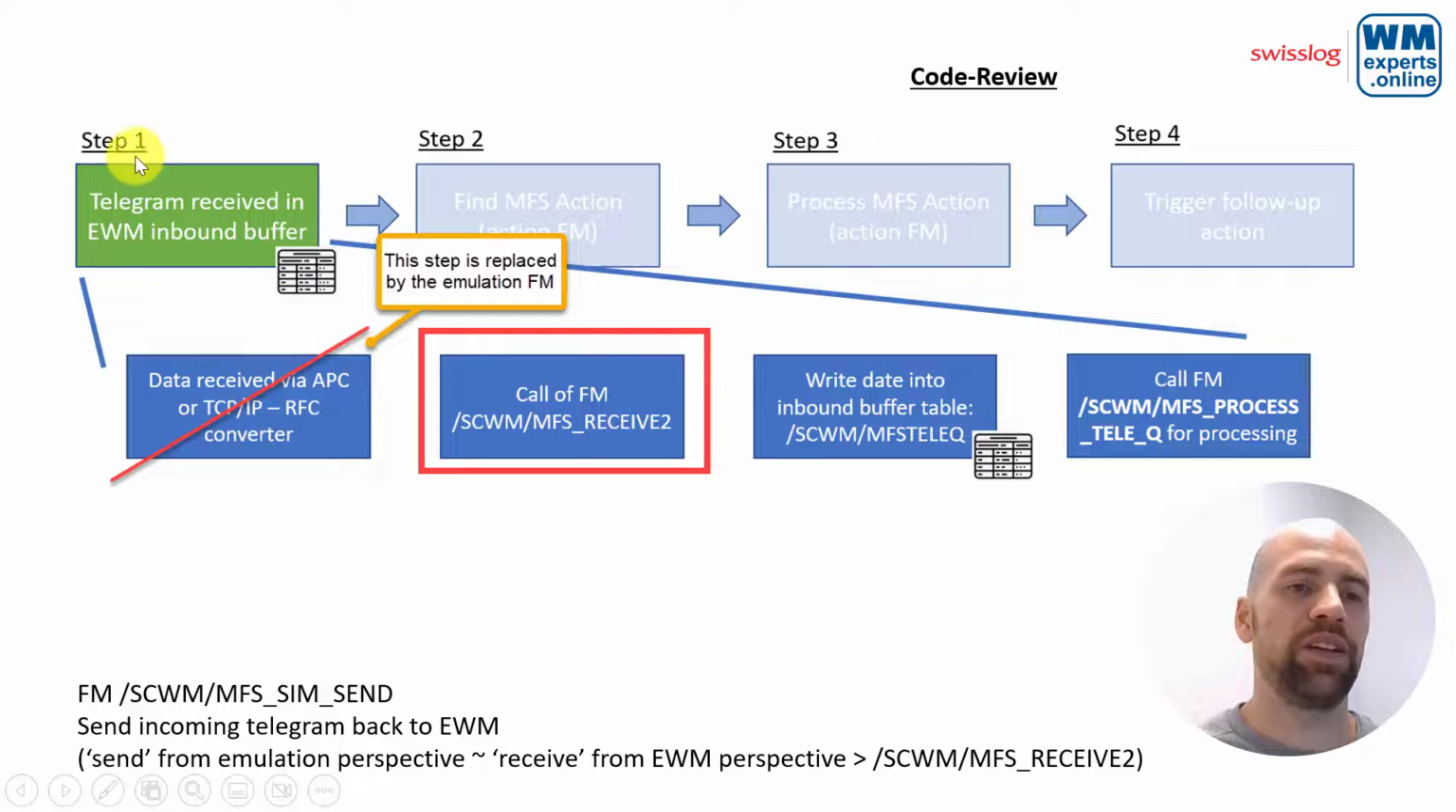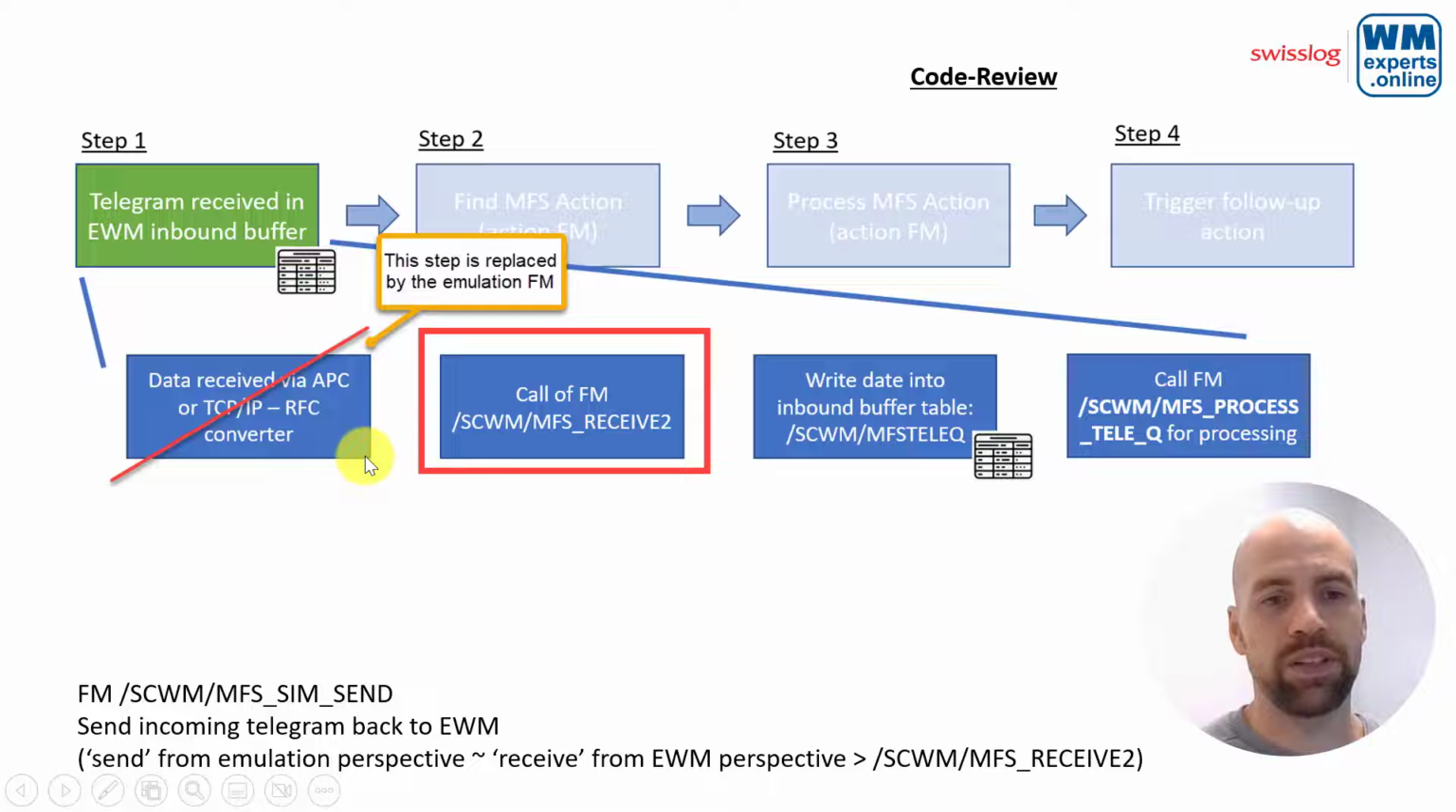And step 1 is telegram receiving in the EWM inbound buffer, and the sub-steps of this step 1 is first of all data being received via ABAP push channel or TCP/IP RFC converter into EWM, and this step is replaced now with the emulation function module. And from here onwards, we are always calling the MFS receive to function module.